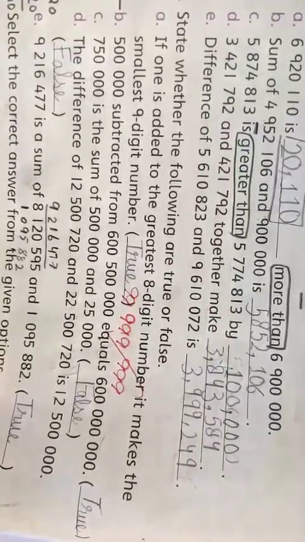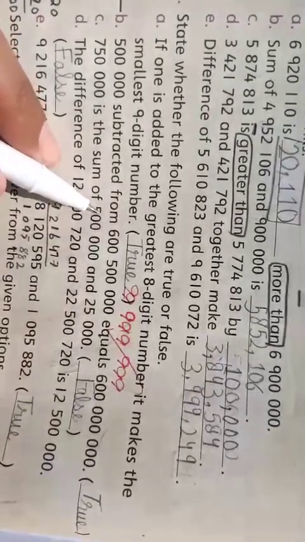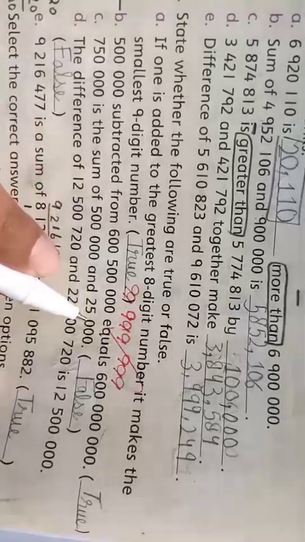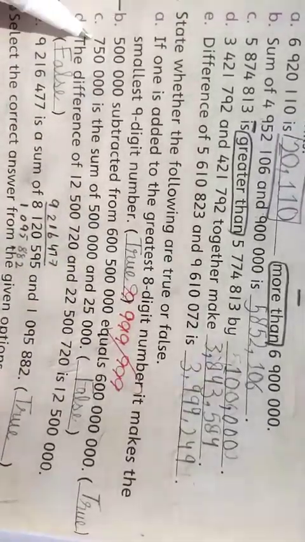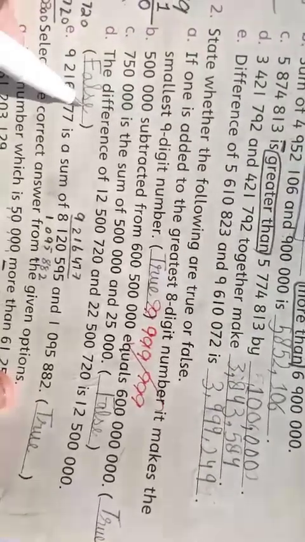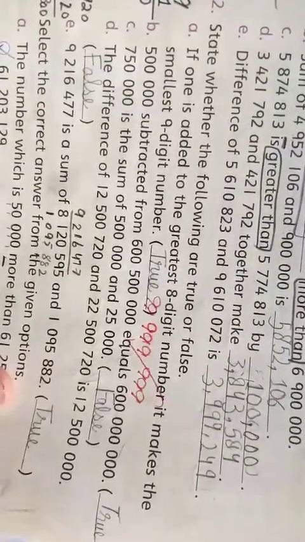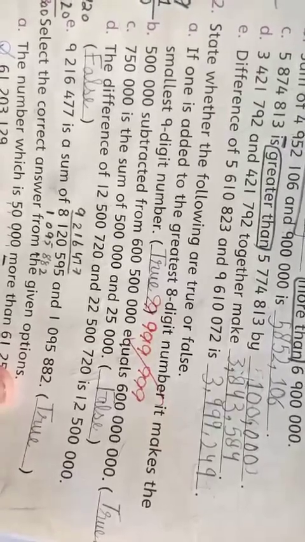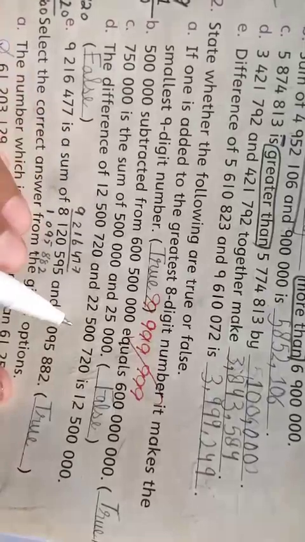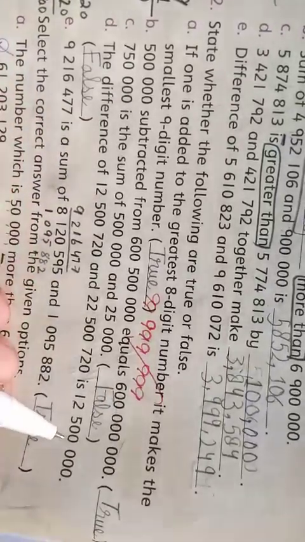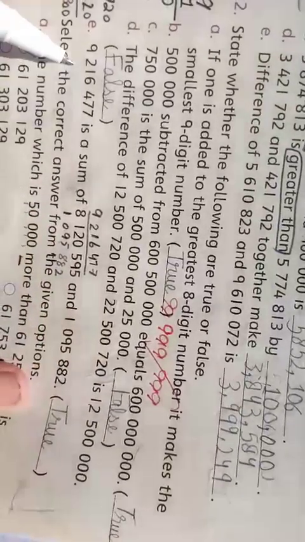7500000 is the sum of 500 and 25. We just add up the two numbers, and if we get this answer, this statement is true, otherwise this is false. The difference of 12500720 and 2250720 is this one. If we subtract these two numbers and we get this answer, this statement is true, otherwise this is false.